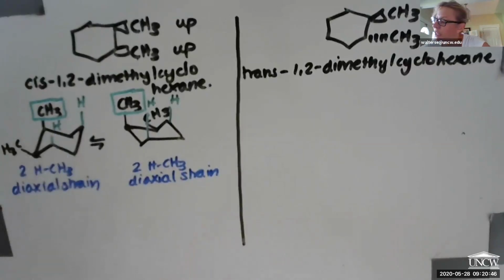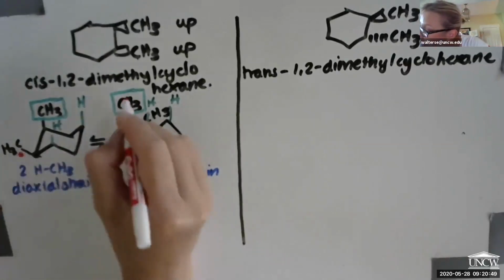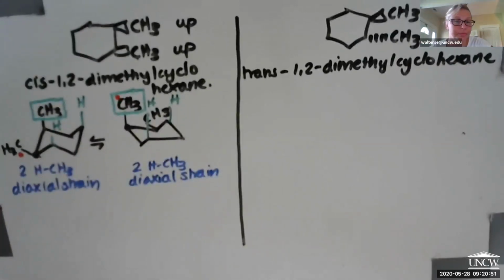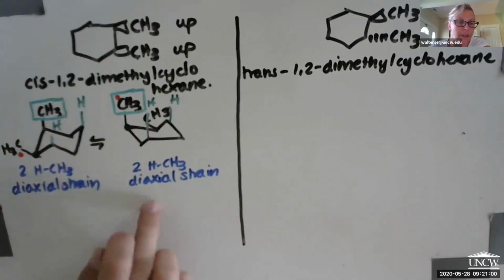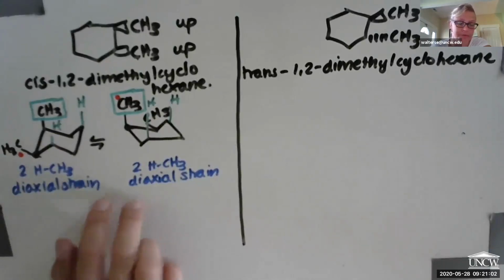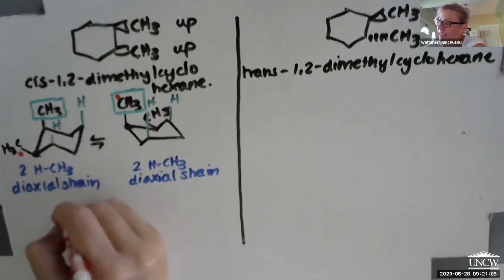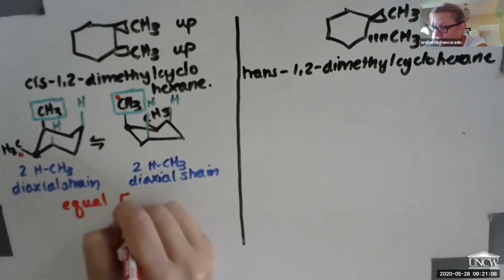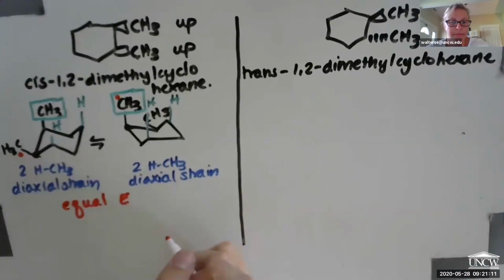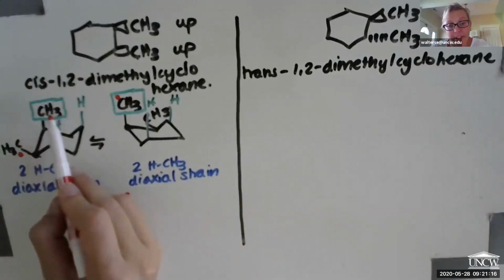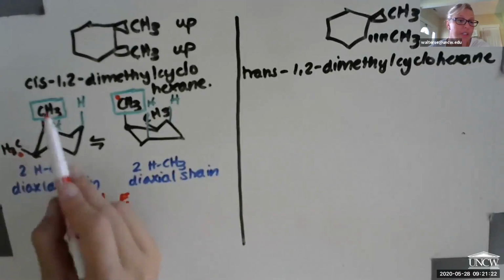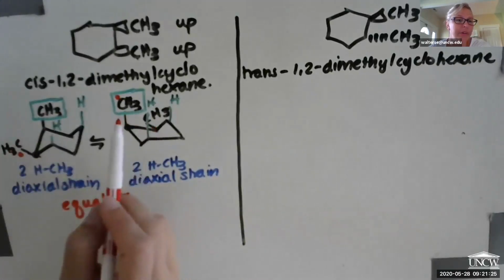So this methyl here is this one here. But flipping the ring doesn't distinguish one as a lower energy conformation than the other. So in this particular case, these are equal energy. If this had been a methyl and this had been an ethyl, then it would matter which ring you're talking about. But because these are all the same size, the value of the strain is the same.